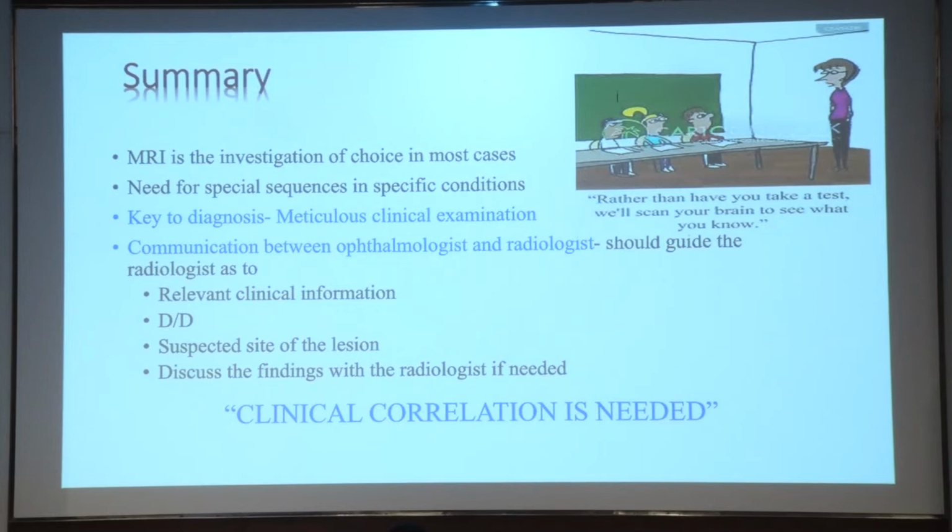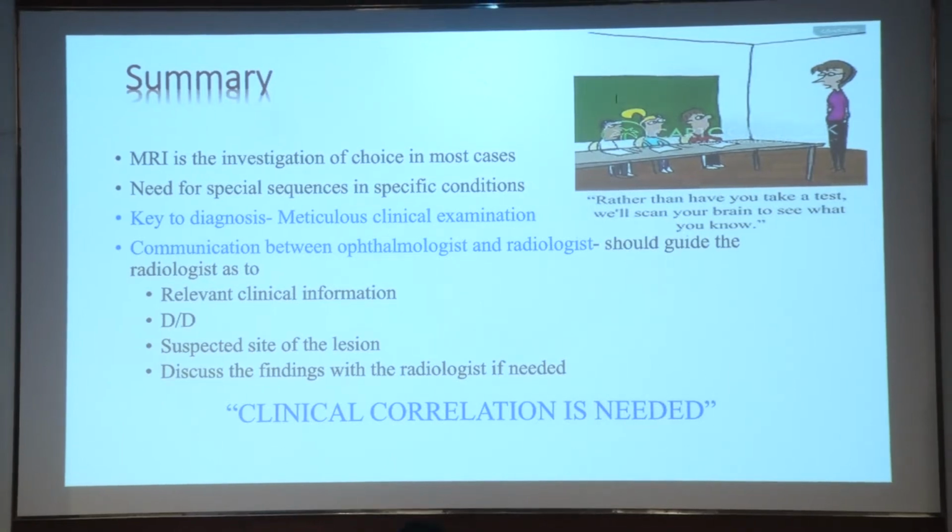So just to summarize, remember that the key to diagnosis still is your clinical examination and communication with the radiologist. Do communicate to the radiologist what you are suspecting, what the differential diagnoses are, what the suspected site of the lesion is, and if needed, even if the MRI comes back to you as normal, if you're still suspecting something, go back and discuss with the radiologist, because sometimes some subtle abnormalities can come up. Thank you.